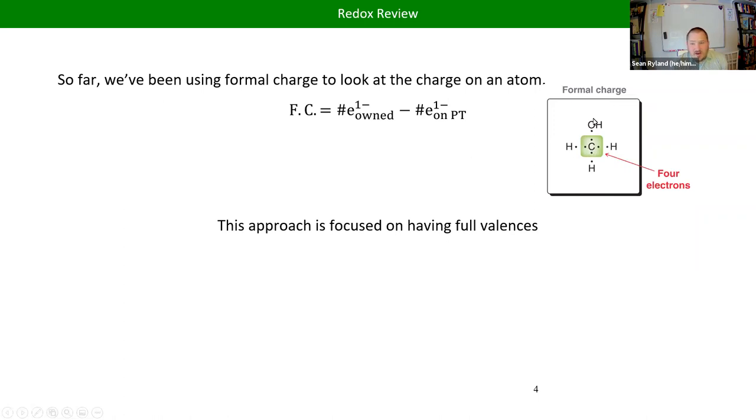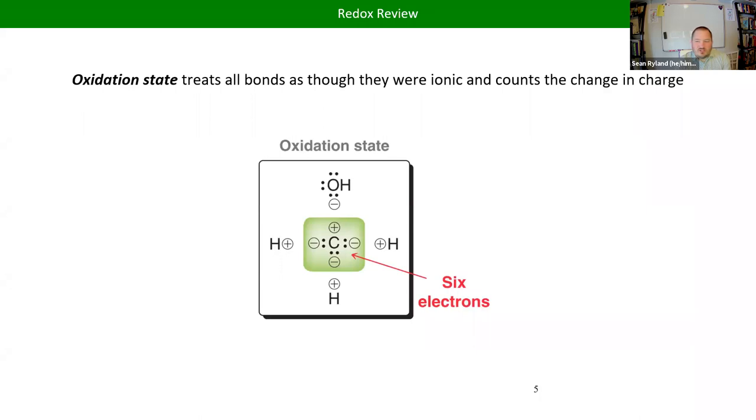And that's going to be compared to the number of electrons it has on the periodic table. So a nitrogen that has three bonds will also have a charge of zero. This always assumes that everything has a full valence. But the other thing that's problematic about it is that it treats all covalent bonds equally. So if we want to get a little bit more precise than just having a sheer number of electrons around, we start using oxidation state.